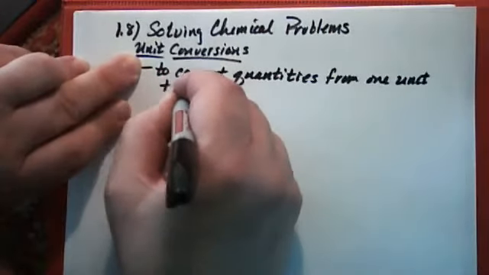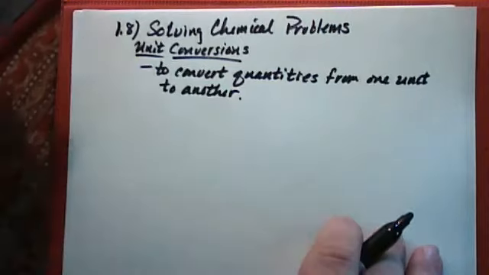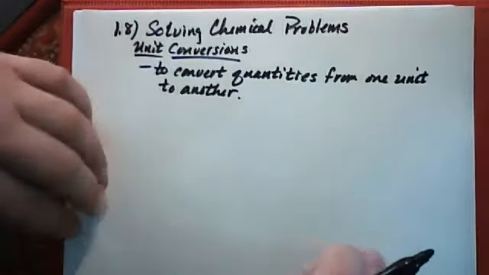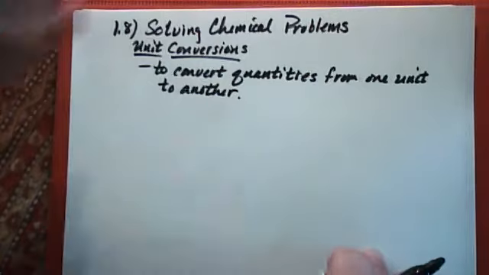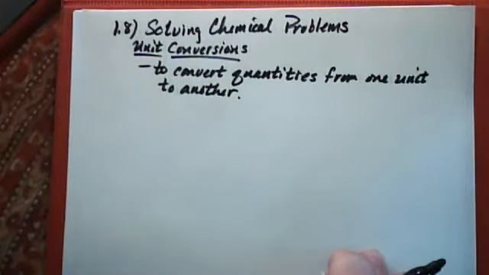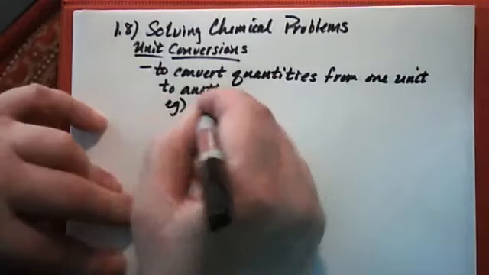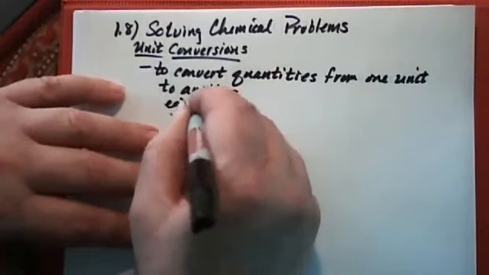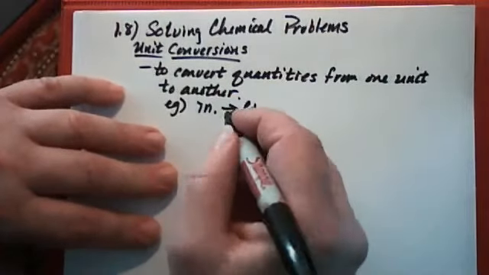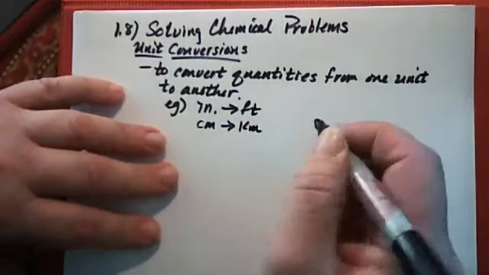The goal in unit conversions is to convert some quantity or measurement from one unit to another. And you want to be sure that you're not changing the value of the number that you're converting. You really just want to change the way that you express it. So this is, for example, a very simple example, changing from inches to feet or feet to inches, or changing from centimeters to kilometers, or something like that.